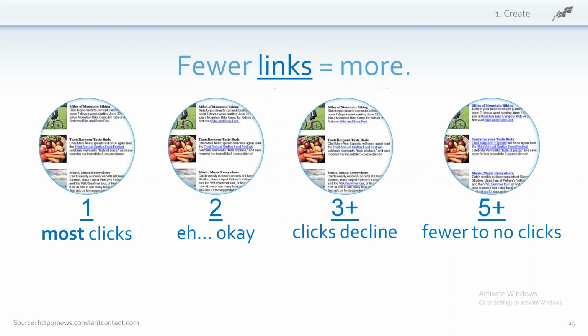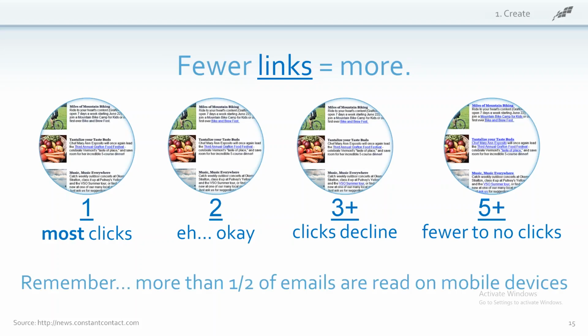Our research shows that one link gets the best click-through rate when you want your audience to take an action, so use a link that makes that clear. Two links are okay, but once you get to 3 links, the click-through rate starts to decline. Any higher than 5 links means that people are less likely to click anywhere in your email because it's so overwhelming. So try to stick with only 1 or 2 links and keep them high in your message so people do not have to scroll all over the place to figure out what kind of action to take. And don't forget that more than half of your audience is reading email on a mobile device.